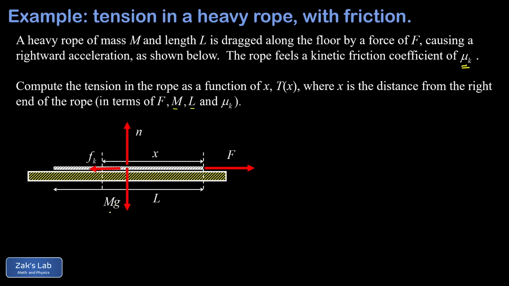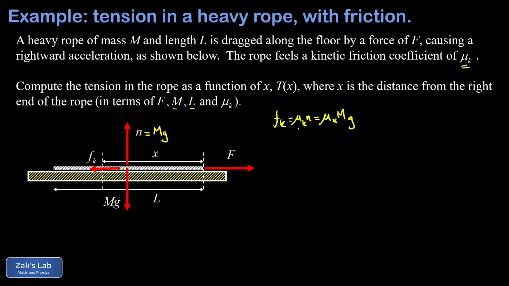I put the force of gravity into the diagram, and that's capital M times g, and the normal force. Because there are no other forces acting vertically in the problem, the normal force is just equal to capital Mg. And then we have the friction force pulling left on this rope. Now that operates over the entire length of the rope, but it all adds up to a friction force of mu k times the normal force. So that's going to be mu k times capital Mg.